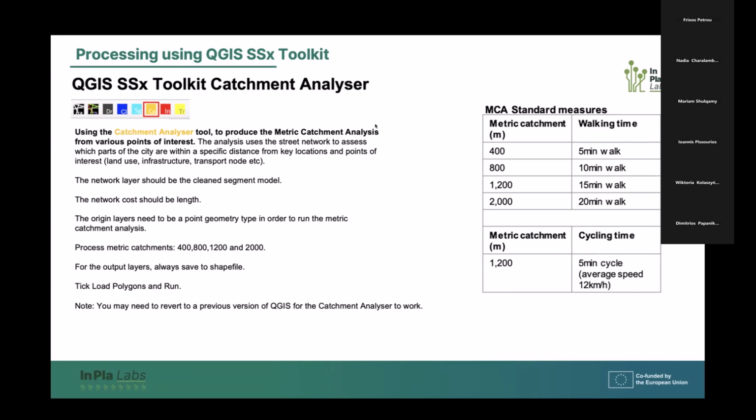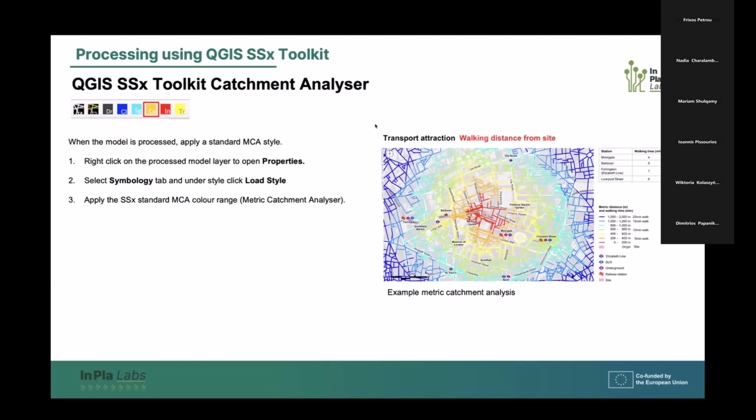The points of interest can include land use, infrastructure, transport nodes, different functions such as schools, public spaces, and so on. And the metric measures we are speaking about is you have 400 meters, which refers to the 5 minutes walk. For example, how many schools can you access within 5 minutes walk? How many hospitals you can access within 10 minutes walk? So these are the different metrics you need to measure.